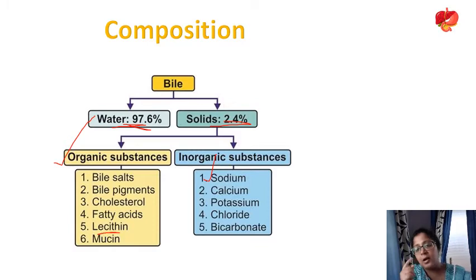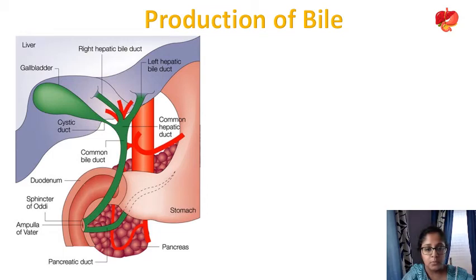You know that bile is secreted from the liver and stored in the gallbladder, right? Next we will move forward to the production of bile, which is very important. Why is it important? Because the ducts that are involved in the secretion or production of bile are very, very important.